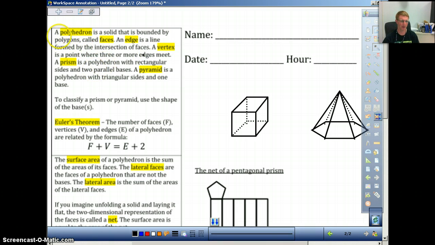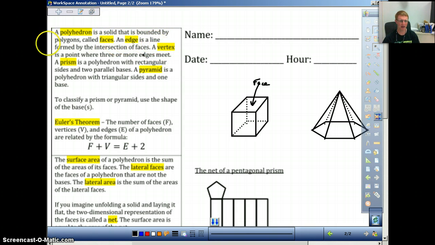So we're going to read through this. A polyhedron is a solid that is bounded by polygons called faces. So a face of an object, here we have objects right here, is bound by polygons. In this case, rectangles or squares. So a face of an object is just what you see here. Think of a box, or maybe a tissue box. The face is just one of the sides of that object.